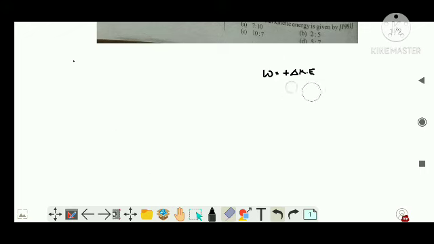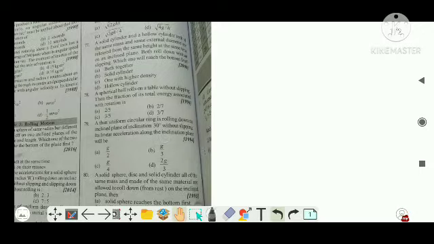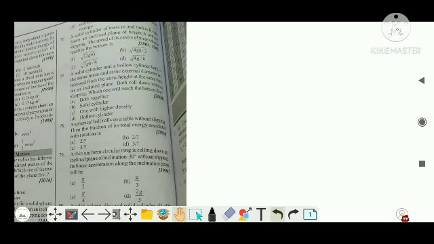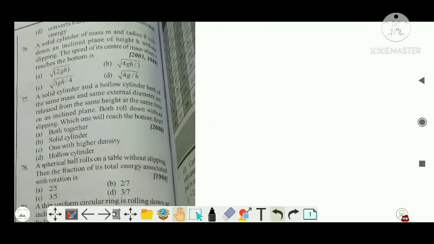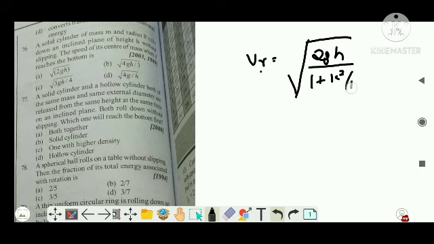So you have a question like this: a solid cylinder of mass m and radius r rolls down an inclined plane of height h without slipping. Find the speed of the center of mass when it reaches the bottom. It's very easy, guys. You have an equation for the velocity of a rolling body on reaching the bottom. So v cm as well as v will be the same, which is root 2gh divided by 1 plus k squared by r squared. I hope you have remembered the equation from the previous video.